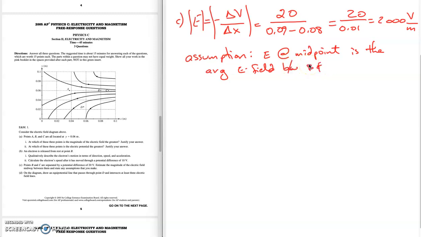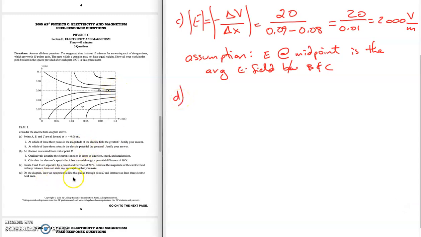Notice how the electric field lines are getting closer and closer together. So it's at the midpoint. We don't know, is this the actual average or is it a little bit less than the average because there's less on this side, more on that side. We don't know if this is a linear change in there. So we're just assuming that the midpoint is the average, and we can do that because in this region it's roughly uniform.